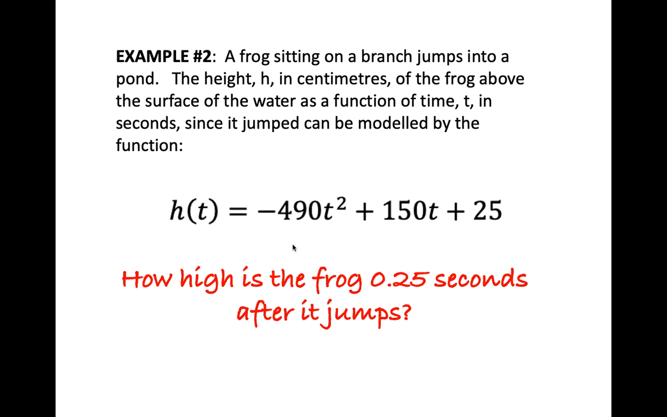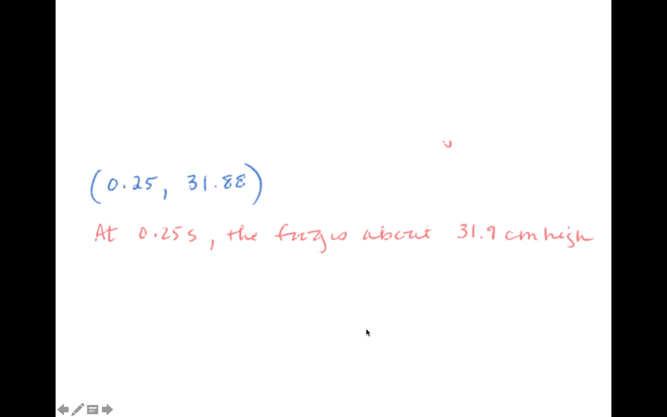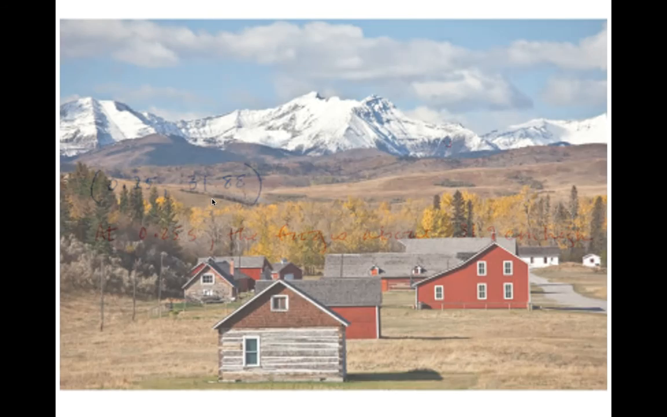Okay, how high is the frog 0.25 seconds after it jumps? So that would mean we would need to put this number into our time spot and actually calculate it out. And you will find that it's 31.88 when you actually solve it. So at 0.25 seconds, the frog is about 31.9 centimeters high.